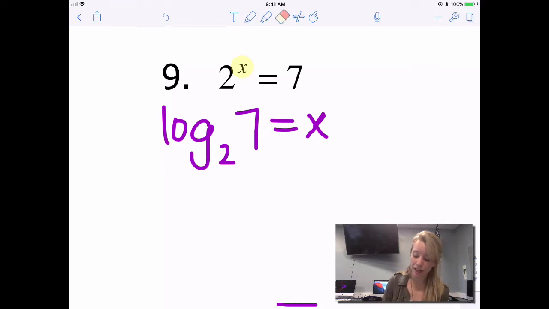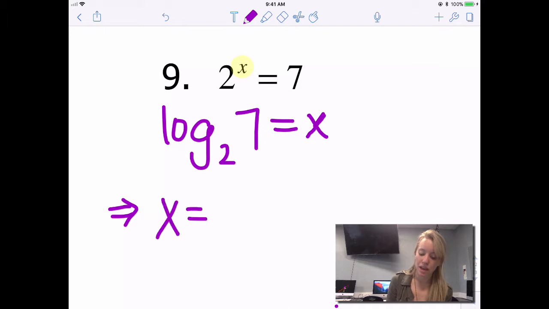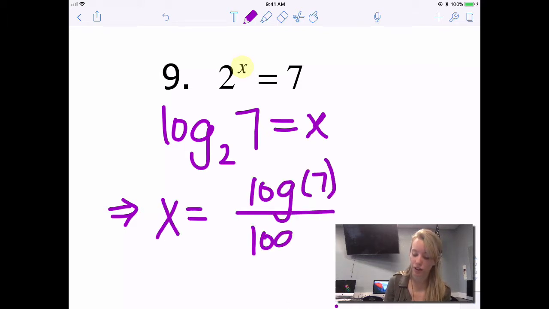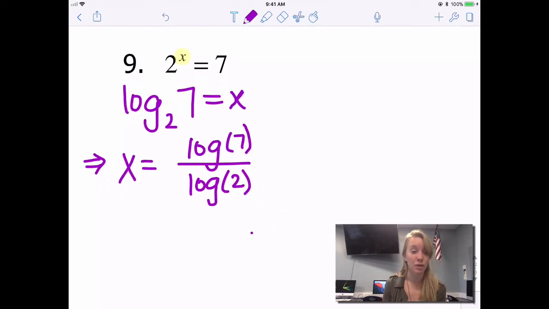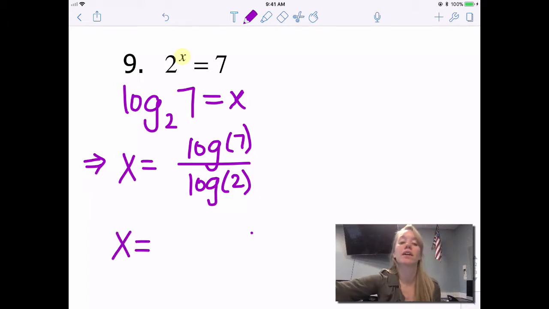Now this, I can actually plug straight into my calculator, because log base 2 of 7, if we use our change of base theorem, is log 7 over log 2. And if that seems unfamiliar, go check out 8.5. The end of that video is change of base theorem. So if I plug that into my calculator, I can do that right now.